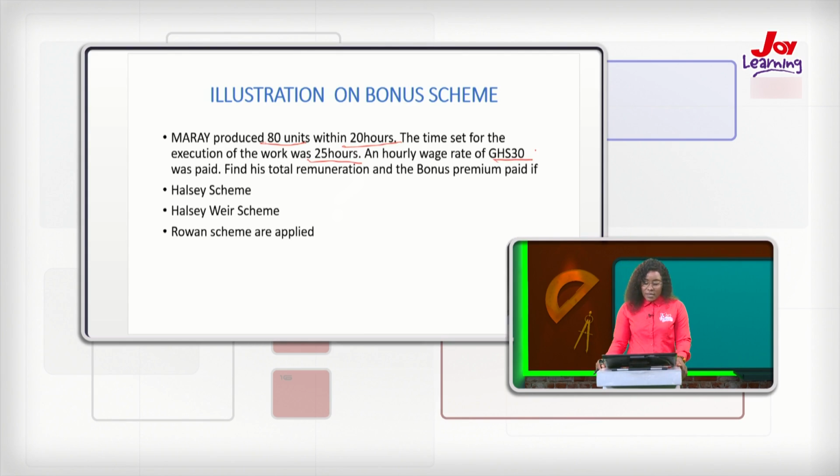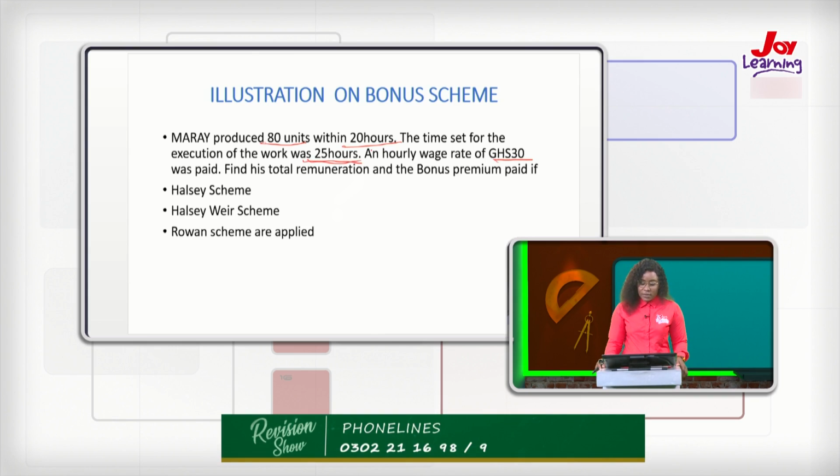So the hours for working is 20 hours. That is the normal working hours. And then the worker used 20 hours. The normal working hours is 25 hours, and the worker used 20 hours. The wage for paying is 30 cedis per hour for each employee.